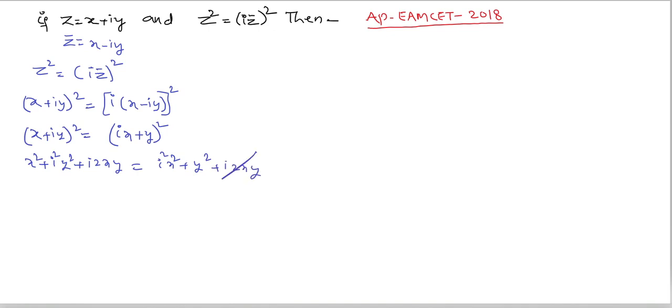On both sides the imaginary part i·2xy cancels. x² − y² is equal to −x² + y², so 2x² is equal to 2y². From this, y² is equal to x², y is equal to ±x. This is the relation between x and y.